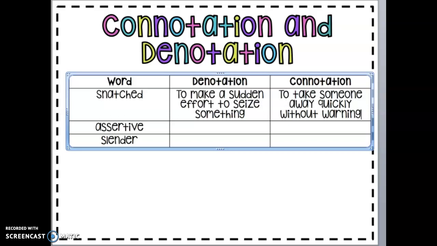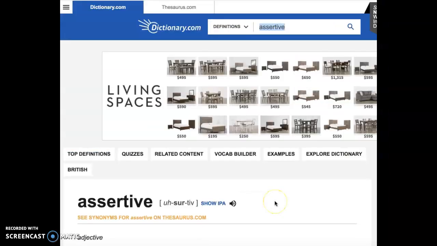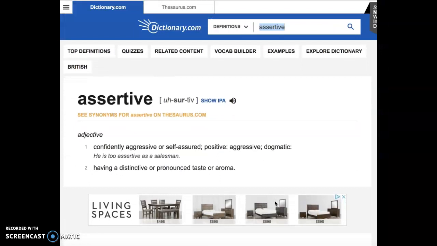We're going to look at the word assertive. Remember, we're going to head to dictionary.com to find the denotation, because the denotation has to do with the literal meaning, and we can find words' literal meanings using a dictionary. Let's head to dictionary.com so we can figure out the word assertive. All right, here we are. Here is the definition of the word assertive. It's an adjective, and it means confidently aggressive or self-assured.